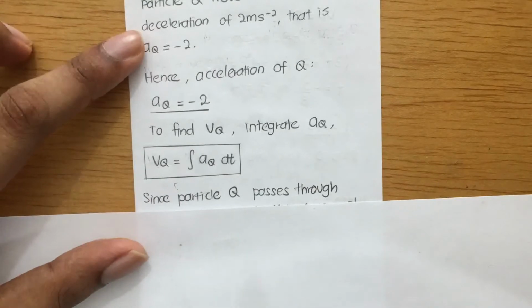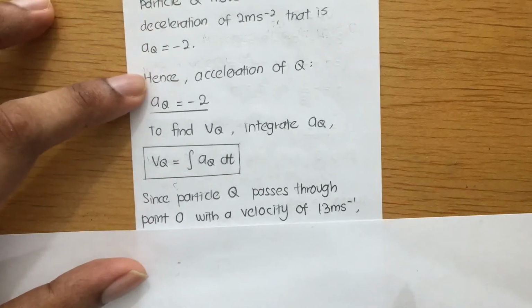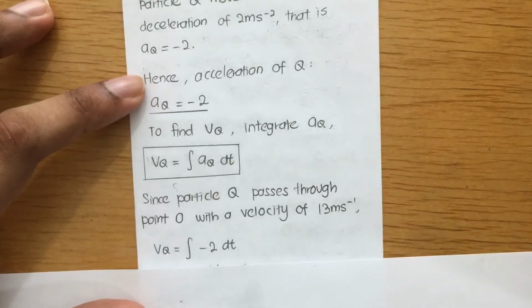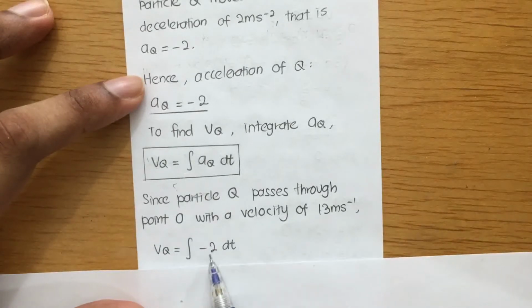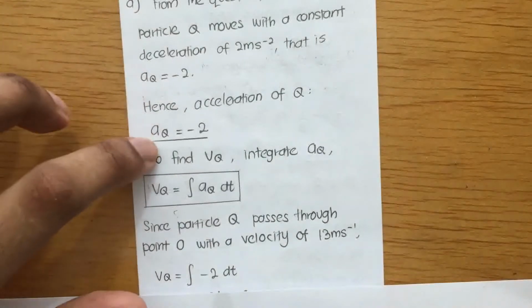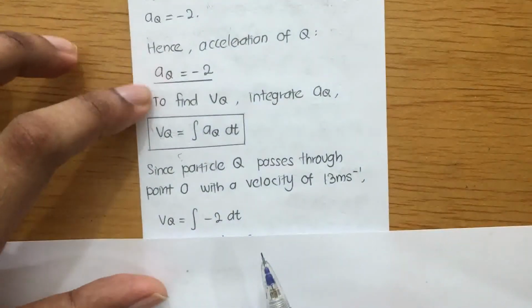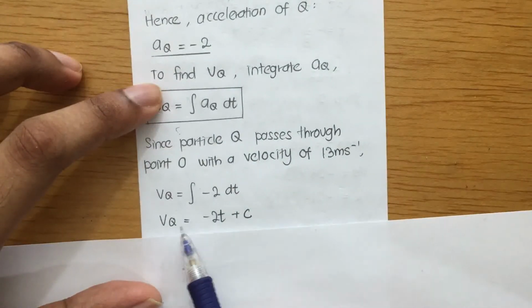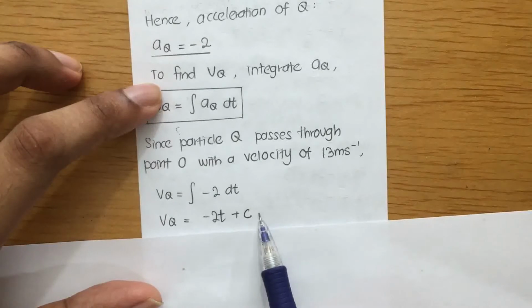Since particle Q passed through point O with a velocity of 13 meter per second, VQ equals the integration of negative 2 dt. So this negative 2 we have already got here, guys, the acceleration of Q. Okay, let us continue. So from here you get VQ equals negative 2t plus c.